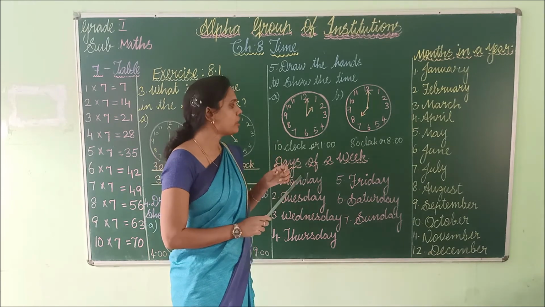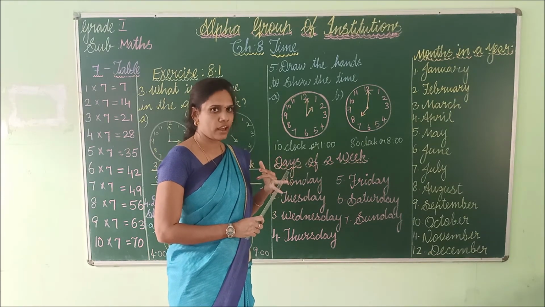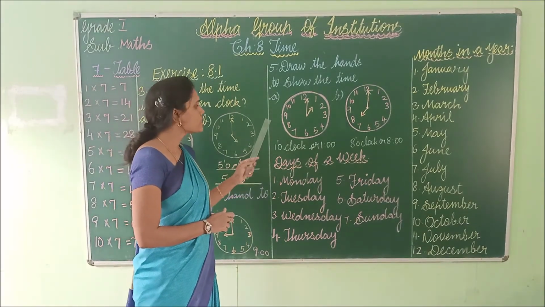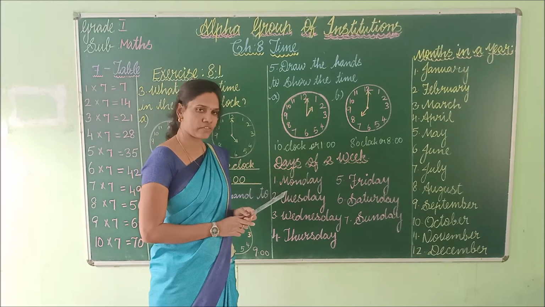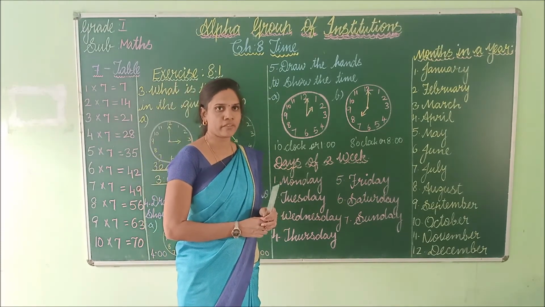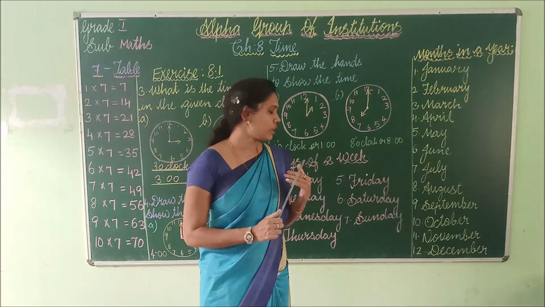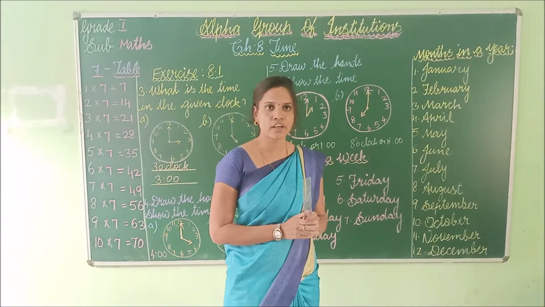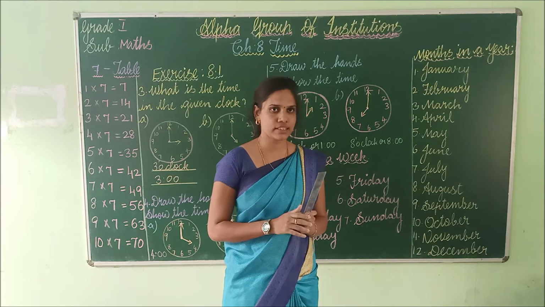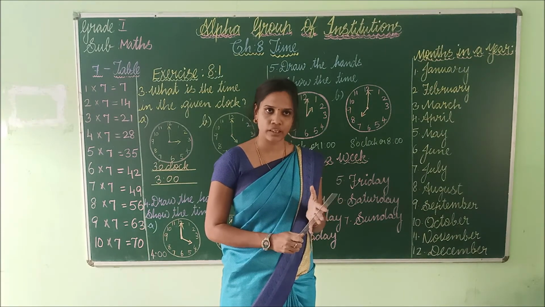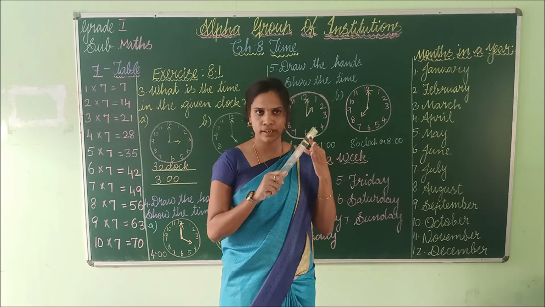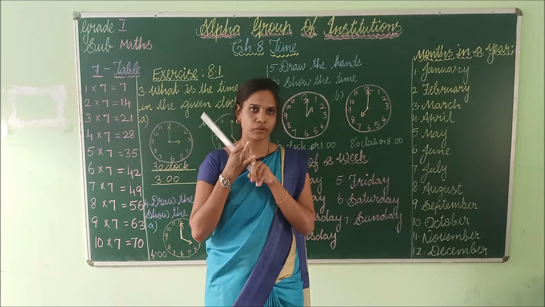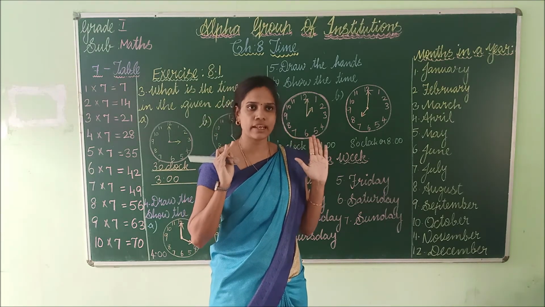There is a difference between the short hand and the long hand, and you should know how to see the time. Already I have said how to see the time. Next, what have we seen? We have seen the calendar. In the calendar we have seen the number of days as well as the number of months in a year. How many days are in a week? There are 7 days in a week: Monday, Tuesday, Wednesday, Thursday, Friday, Saturday, Sunday.